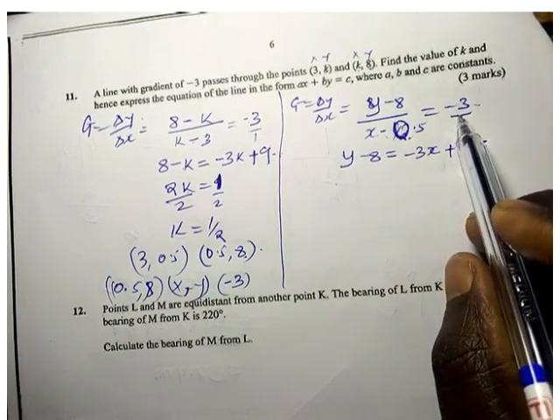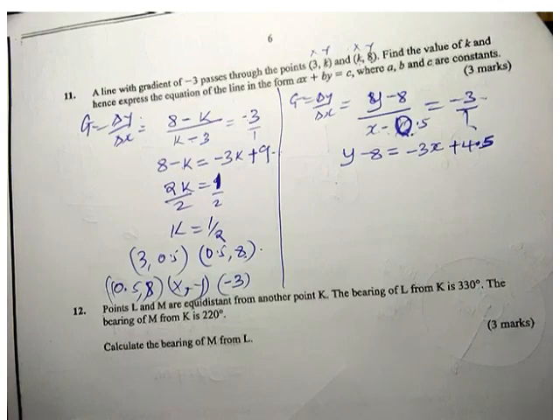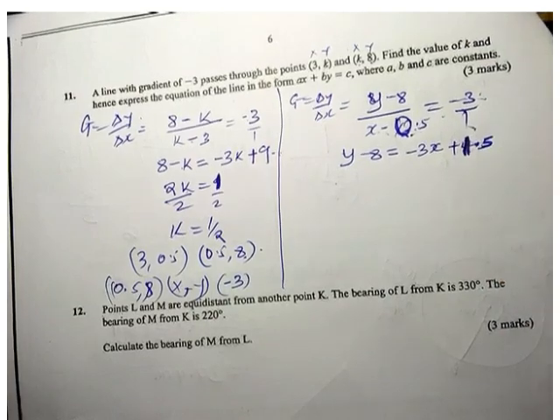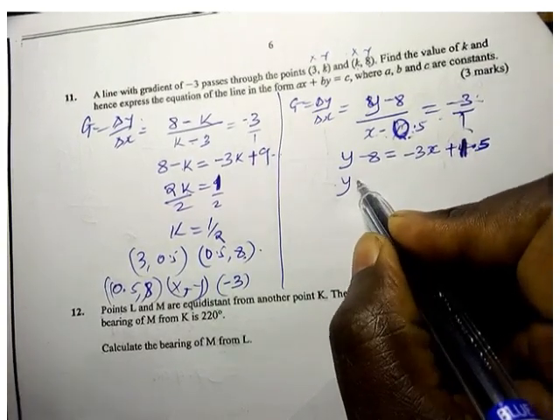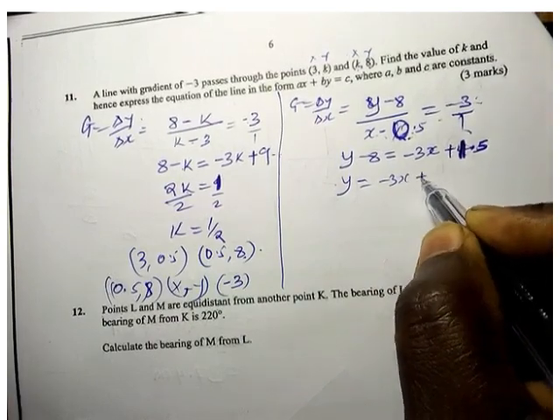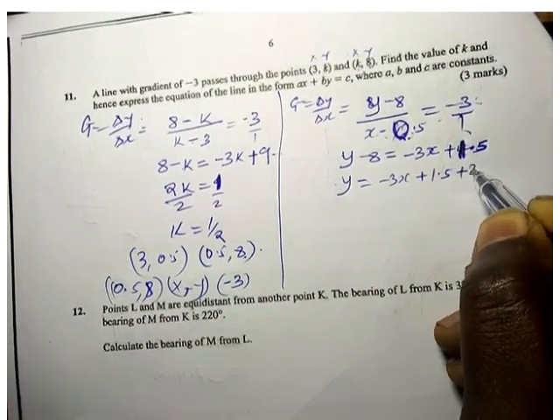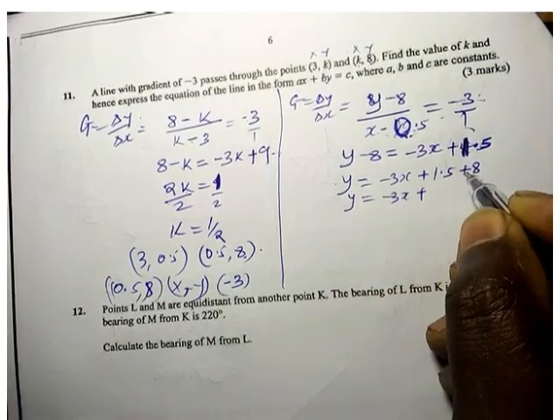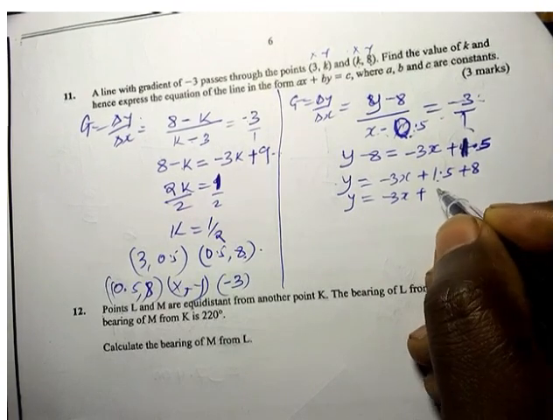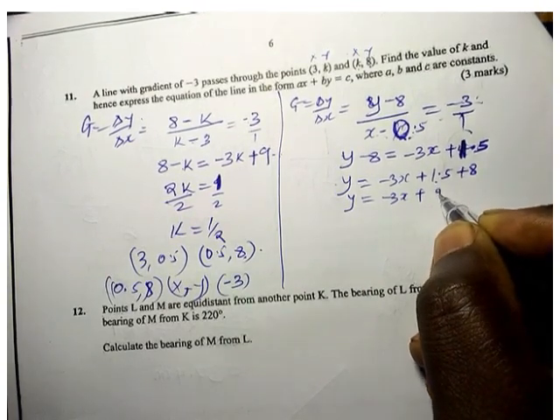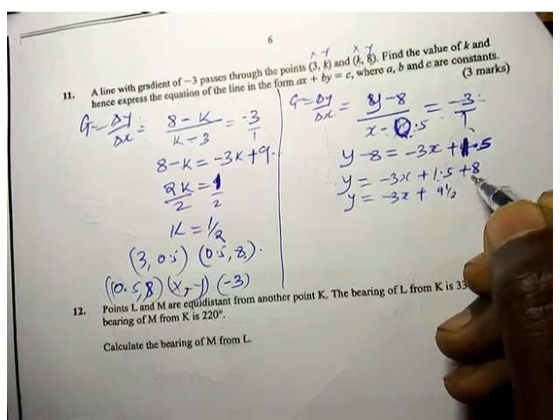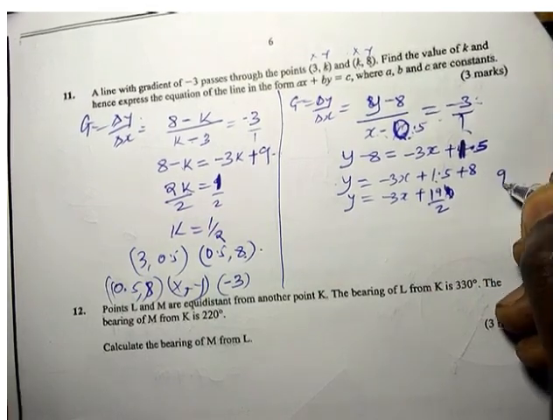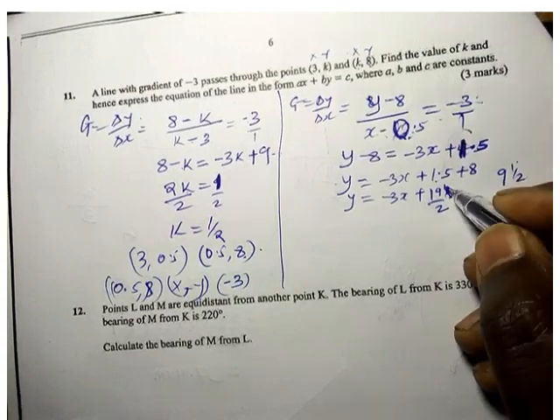Yeah, 4.5. So 0.5 times 3 is 1.5. So like terms together, so we have y is equal to negative 3x plus 1.5 plus 8. So y equal to negative 3x plus, this is 9.5. And 9.5 is the same as 19 over 2. Yes, 9.5, this is 19 over 2.